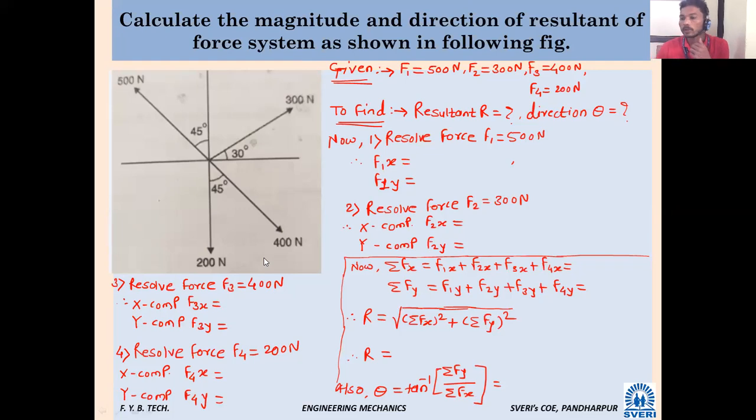190.22, very good. And the direction theta is 6.25. 6.25, sir. Very good. 6.25, which is positive, no? Yes, sir. Very good. It is correct.